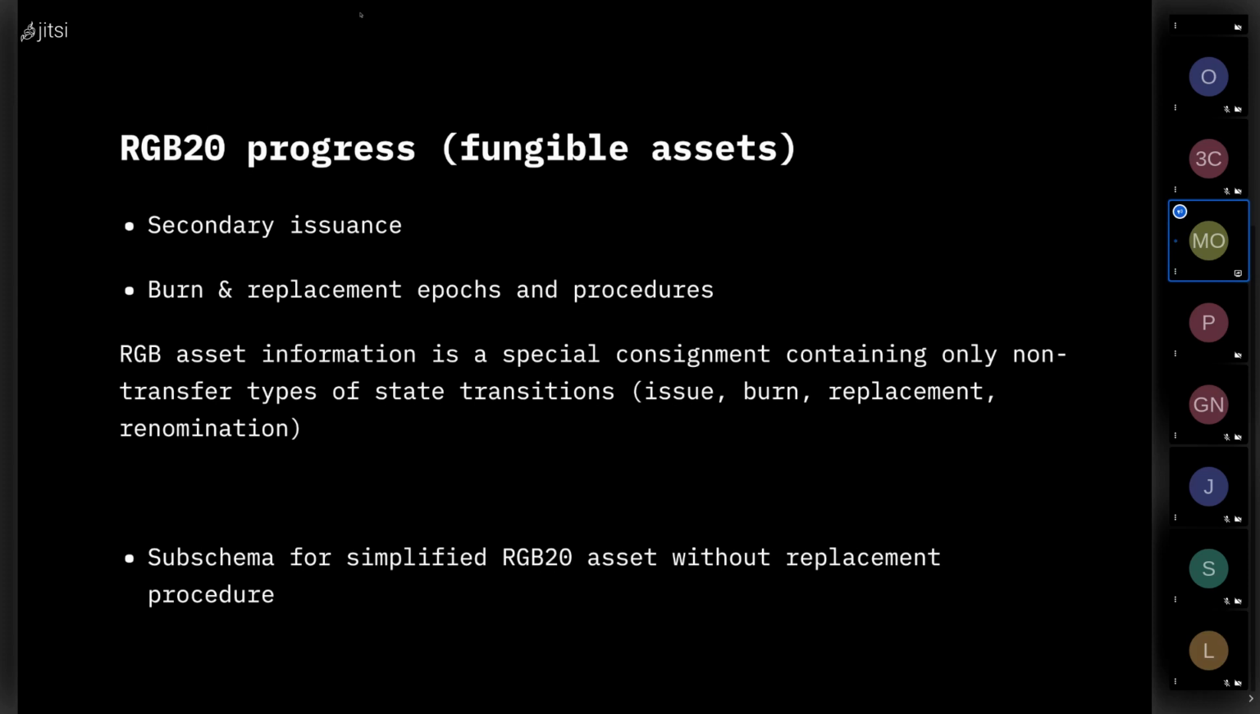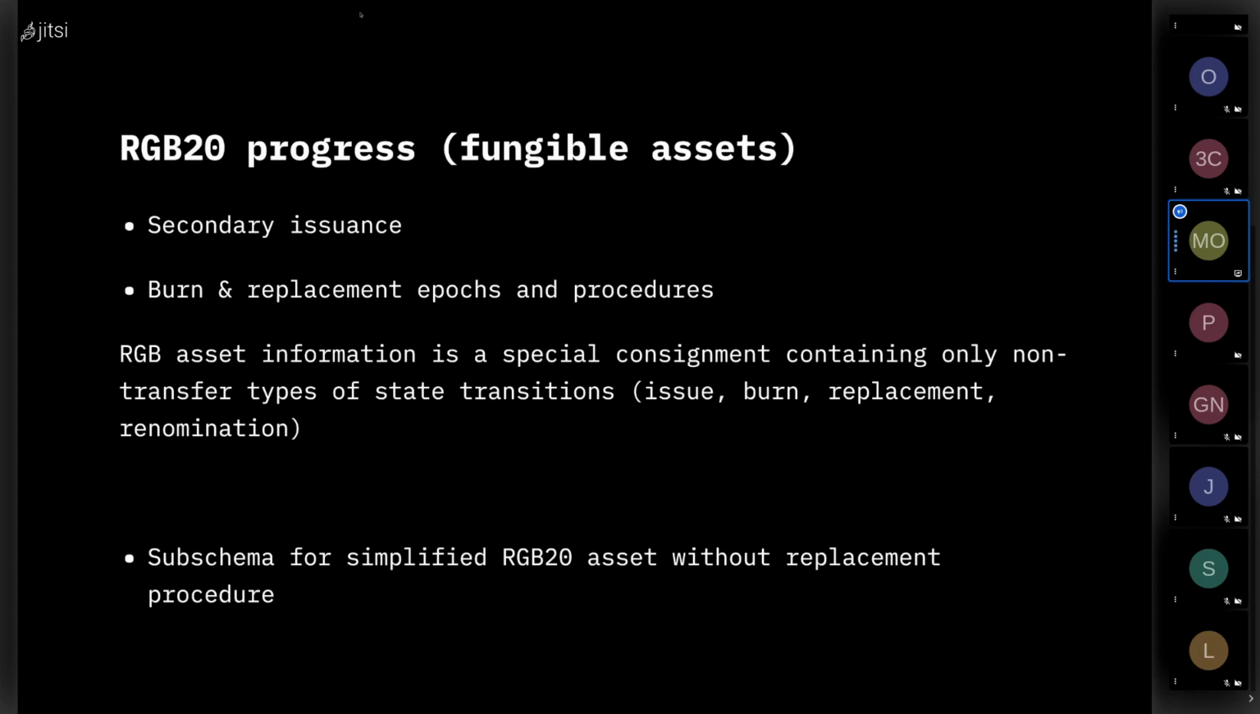Sometimes people will be interested in having contracts that prohibit the burn and replacement procedure, so only the burn operation is possible, and that can't be done at the genesis level. You basically can have either both burn and replacement procedures or none of them. With a subschema, it is possible to define one which allows only burn, but not burn and replacement. So we also did that subschema for those who would like to prove that as an issuer, they may burn some assets, but they have no right to reissue the asset.